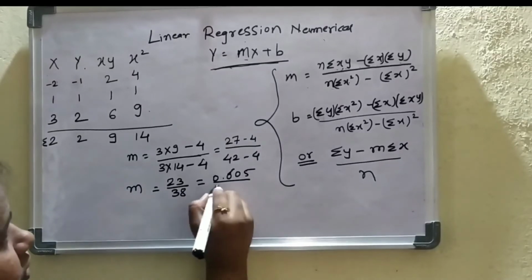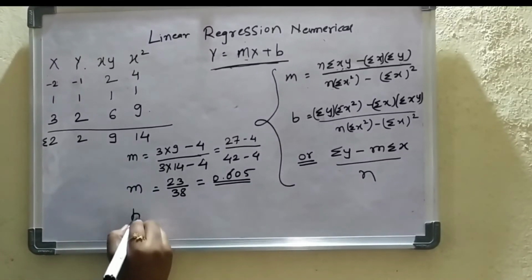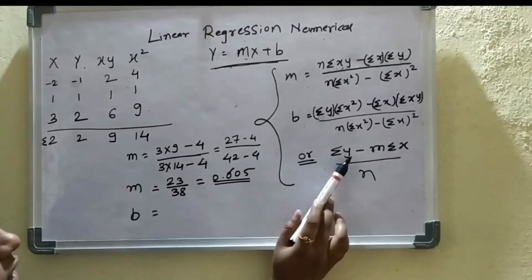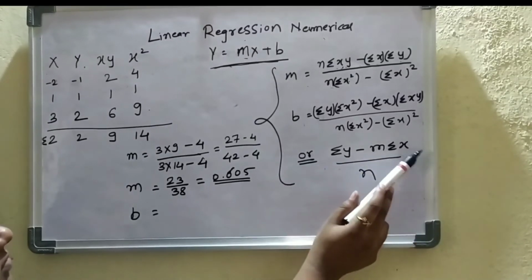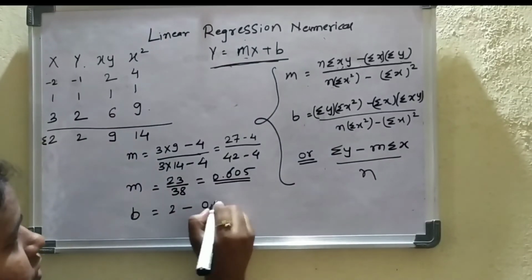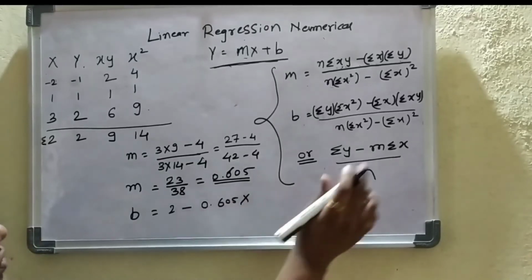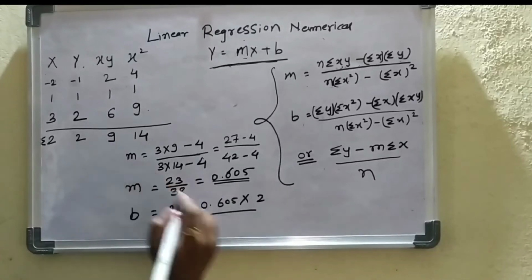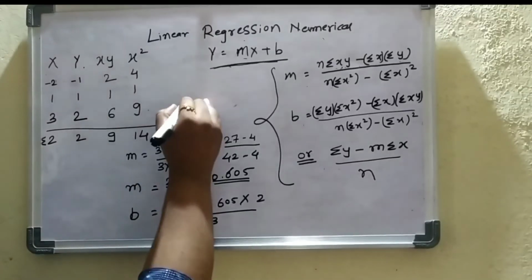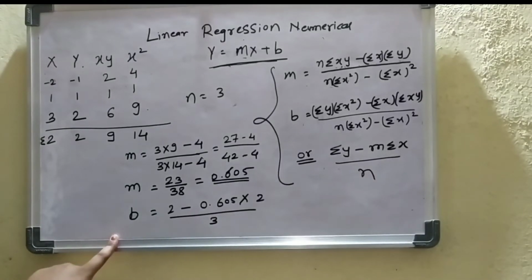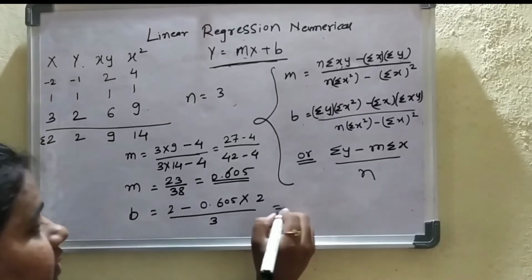Now we can calculate the value of b by using two formulas. Already we have calculated m, so we will use the second formula for the calculation. We have summation of y, which is 2, minus the value of m, which is 0.605, into the summation of x, which is 2, divided by the total number of values. Here n is equal to 3, so we put n as 3. After solving this equation, we get the value of b, and then we can put it into the equation y equals mx plus b. The value of b is 0.26.